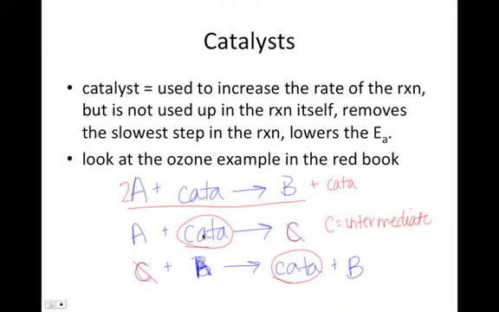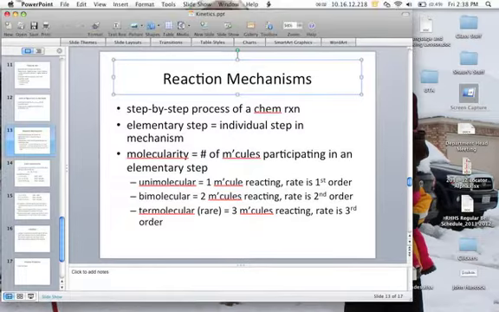The catalyst is used and then produced. And it can work a couple of ways. It basically just changes whatever the slowest step of the reaction is to something that's faster. Or it could lower the activation energy. And that's going back to the energy graphs that were in part 1 of the kinetics notes.